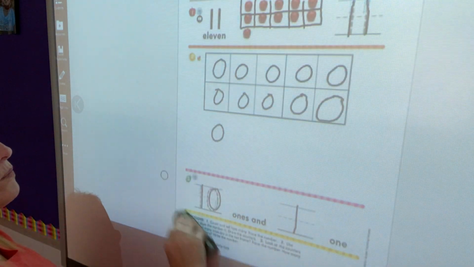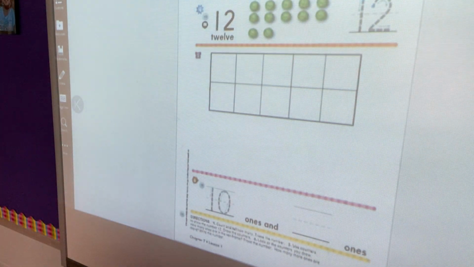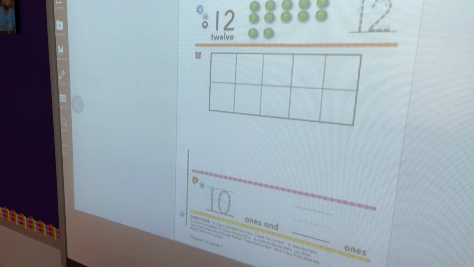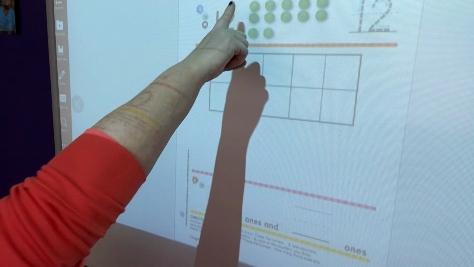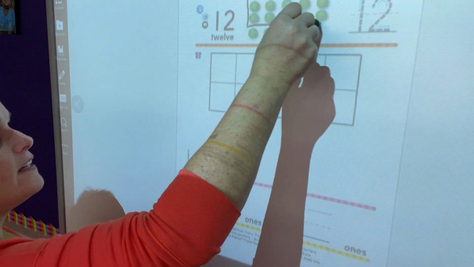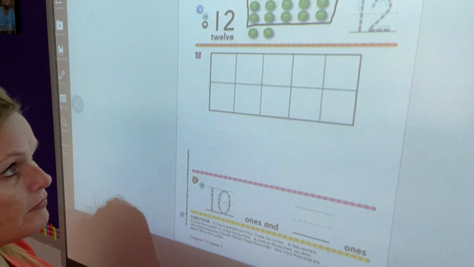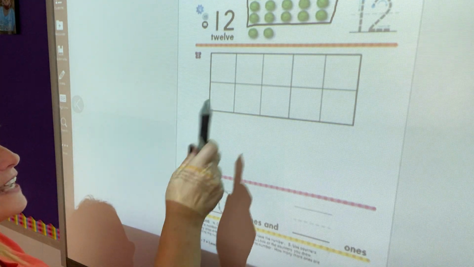Okay, well, I think you did well with the number 11. Let's move on to the number 12. We're going to do the same thing we just did. And if you look up at the top, again, you can see if I were to draw a line or draw a box around them, what does that look like? It looks like a set of 10, a 10 frame.